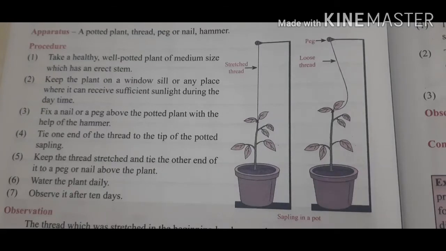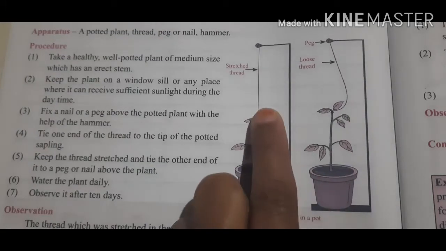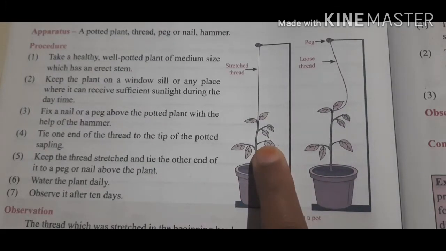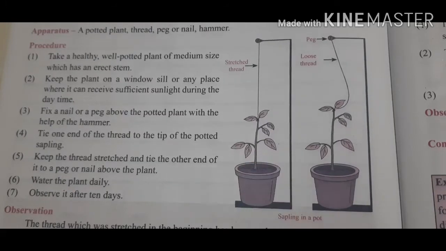Let's see the procedure now. You have to take a healthy and well potted plant of medium size which has an erect stem. ऐसा सीधा होना चाहिए उसका stem. Okay, keep the plant on a windowsill. Where you have to keep? On a windowsill or any place where it can receive sufficient sunlight during daytime.